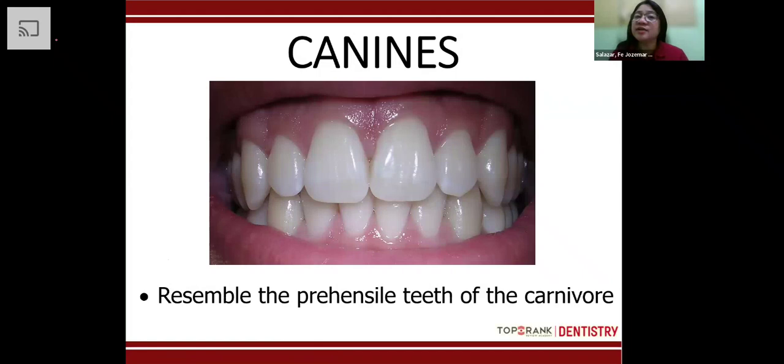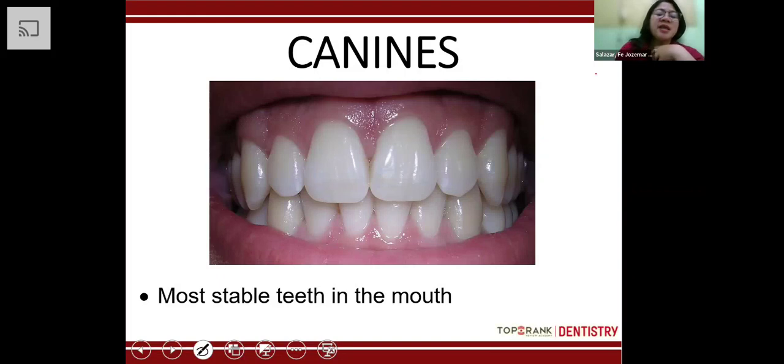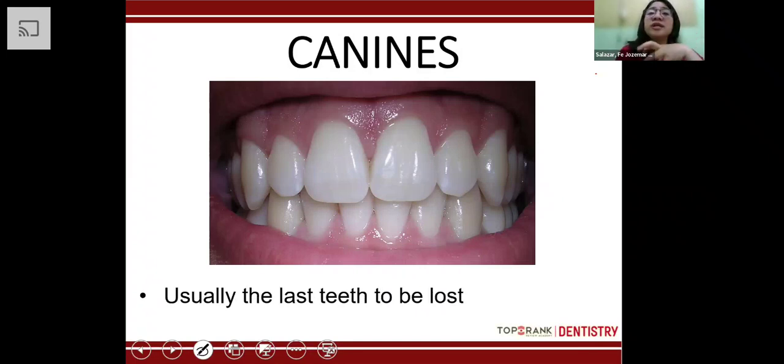Okay, so let's now discuss your canines, or what you call your cuspids. They have one cusp. They resemble the prehensile teeth of the carnivore. Prehensile, pangkagat. They are the most stable teeth in the mouth. Bakit? Because they have the longest roots in the entire dentition. They are usually the last teeth to be lost, kasi nga they are the most stable. They are very much anchored in your alveolar bone.